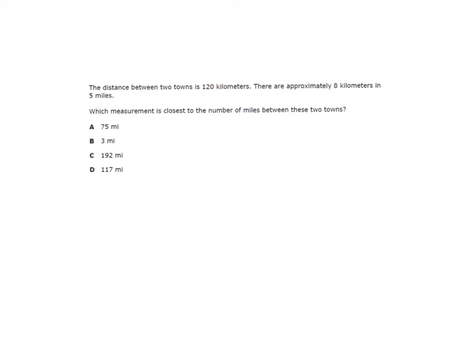We're going to look at just two questions together, and the first question asks us about distance. It says the distance between two towns is 120 kilometers. There are approximately 8 kilometers in 5 miles. Which measurement is closest to the number of miles between these two towns? For this problem, we're not even going to need our formula chart. We can just use proportions because our scale factor is given to us directly right here in the problem.